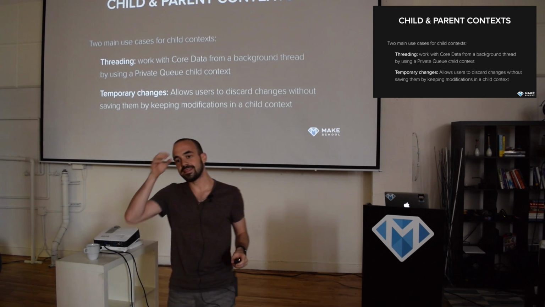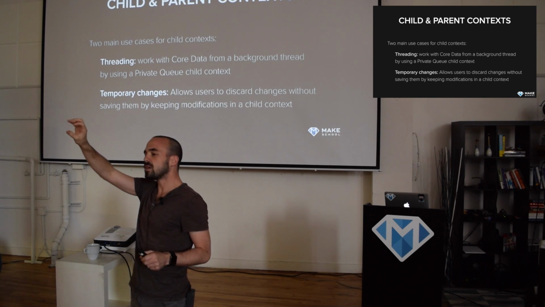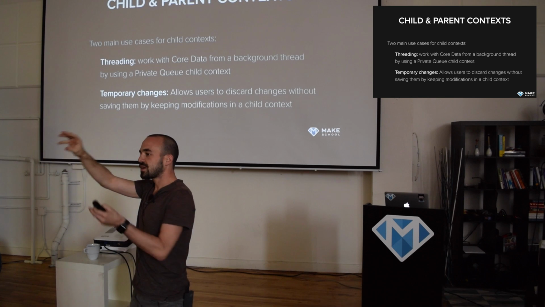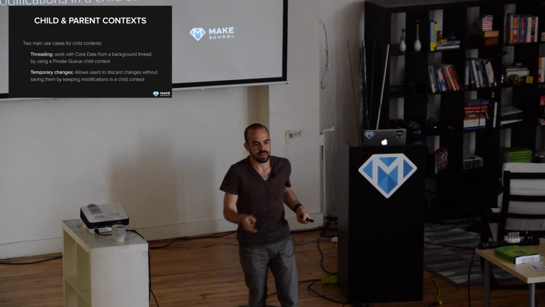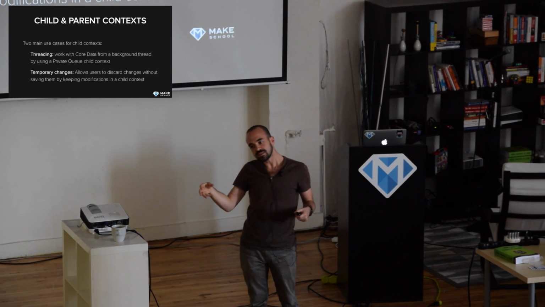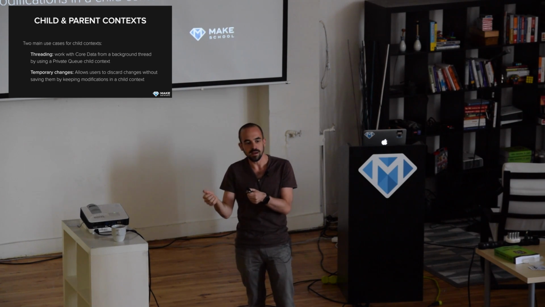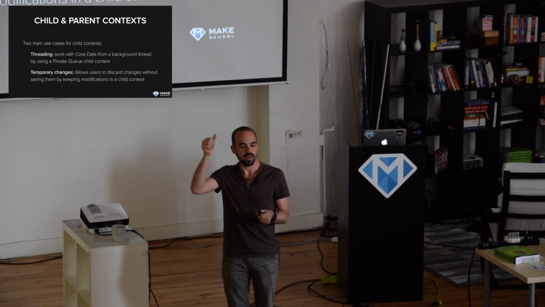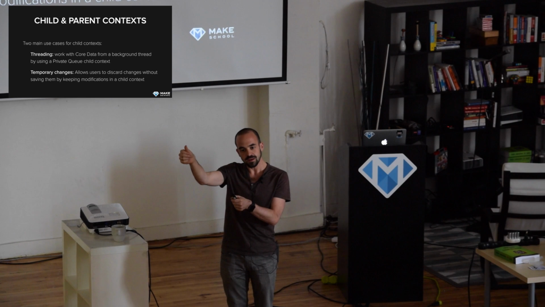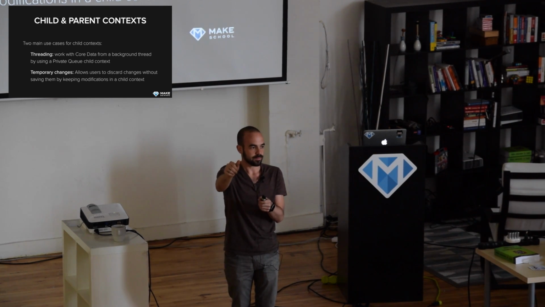What you can do in such a case is you can say, I take my main context and I'm going to create a child context. Then I'm going to make all the changes in the child context, and at the end, when all the changes are done, I'm going to give the user a chance to say, okay, I want to save these changes, or I actually just want to discard them.